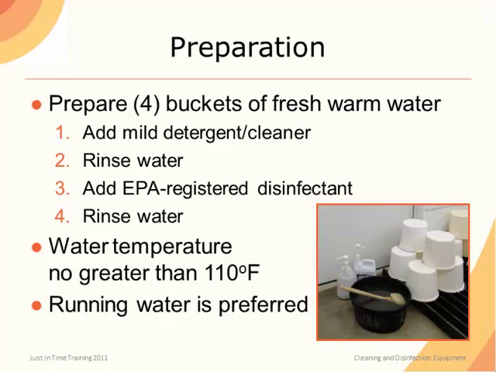Add an appropriate mild detergent or cleaner to one of the buckets, an EPA-registered disinfectant to another. The remaining 2 buckets will be used for rinsing, or running water can also be used for rinsing. Ensure that the selected disinfectant will not damage or corrode the equipment. Special care should be used when cleaning or disinfecting rubber or metal equipment because many disinfectants can be corrosive to these items. Strongly consider requesting an appraisal of these items and destroying them.